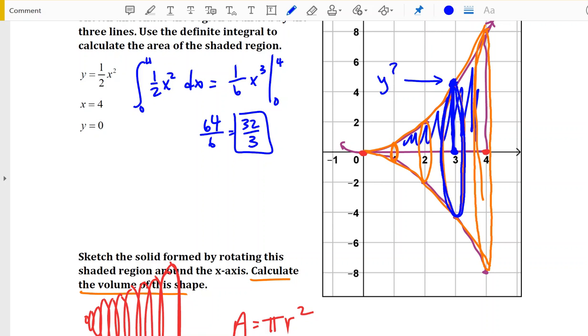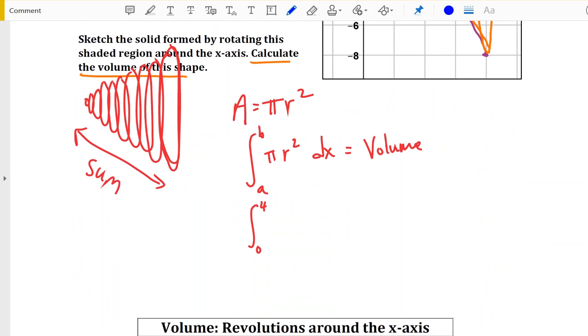Well, how would I find this y-coordinate? I'd come back to our original parabola. This y-coordinate is going to equal 1/2 times 3 squared, or 9/2. That would be true of any other point and any other circle that I choose along this graph. The circle is going to be formed by the y-coordinate being equal to the radius. And in every one of those instances, the y-coordinate is going to be calculated using our function, or in this particular case, 1/2 x squared.